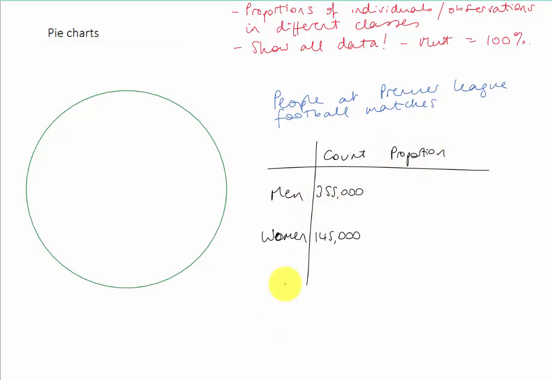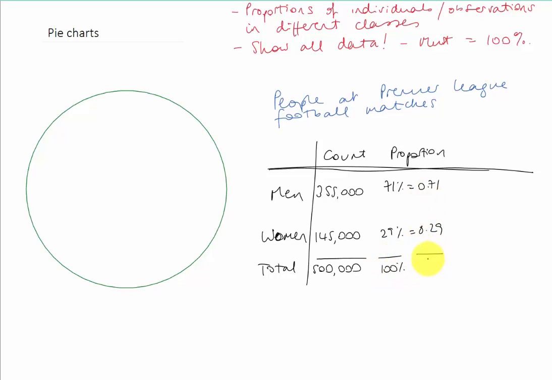So what do we do? So the total here is 500,000. So 355,000 out of 500,000 gives us 71%, or 0.71. And 145,000 out of 500,000 gives us 29%, or 0.29. Those are the same. And so 71 plus 29 is 100%, and 0.71 plus 0.29 is 1.0.